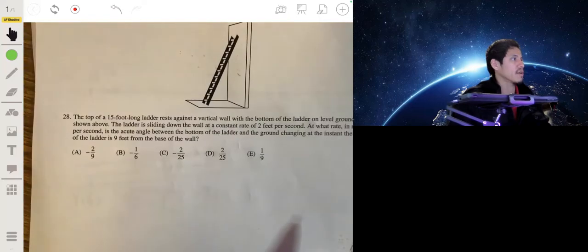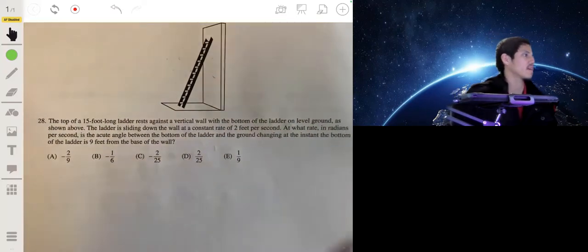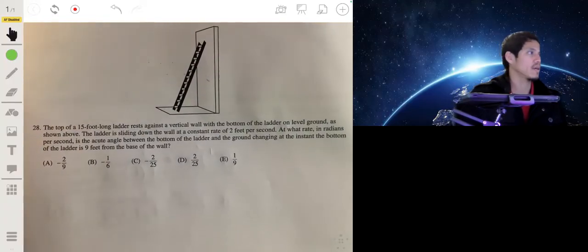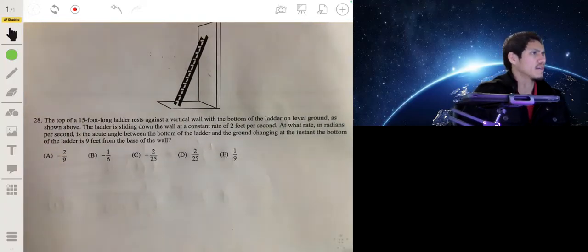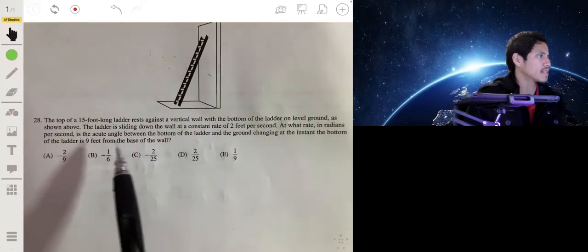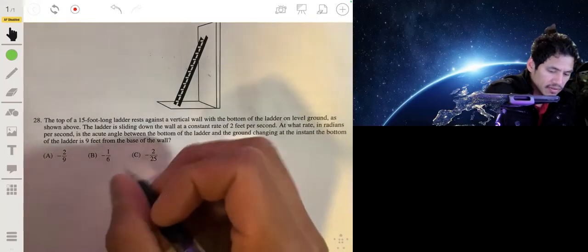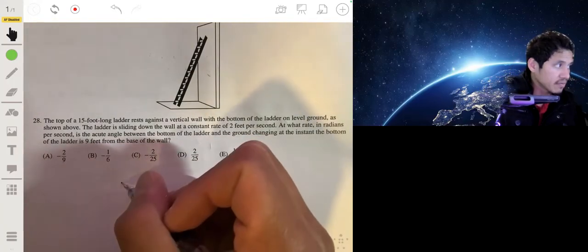All right, so now we have a related rates problem. We have the top of a 15-foot ladder that's resting along a vertical wall. The bottom of the ladder is on level ground, and it's sliding down the wall at a constant rate of 2 feet per second. So let's draw a sketch first, to see what's going on.